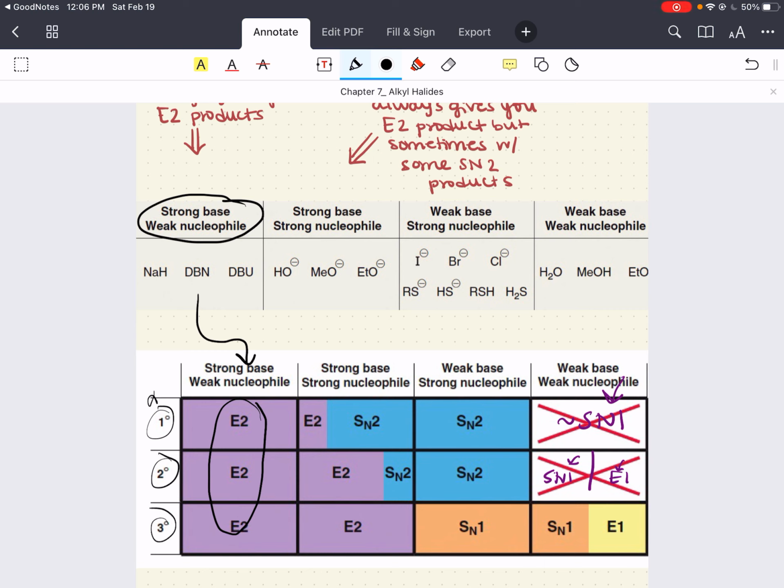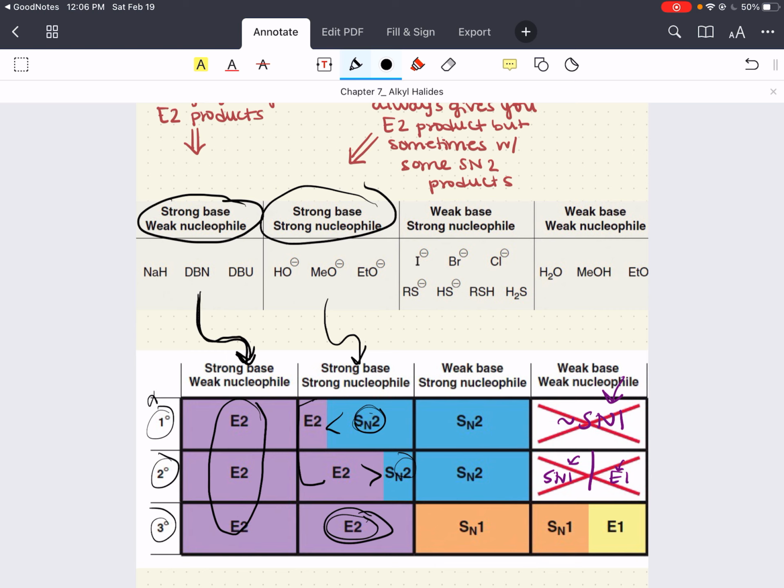Now, what if you have a strong base that's a strong nucleophile? Well, then you're going to get a mix of products for primary and secondary alkyl halides and only E2 for tertiary. All right, so this is very important to know. Strong base, weak nucleophile. No matter how substituted your alpha carbon is, it will always only give you E2 products. All right, but if it's a strong base, strong nucleophile, for primary and secondary, you're going to get a blend of SN2 and E2. For primary, it's going to be more SN2 than E2. For secondary, it's going to be more E2 than SN2. And for tertiary, strictly E2.